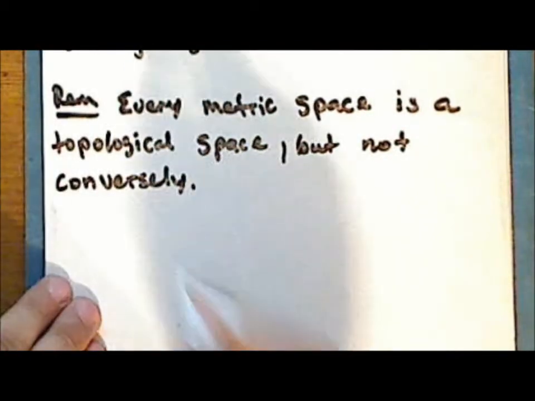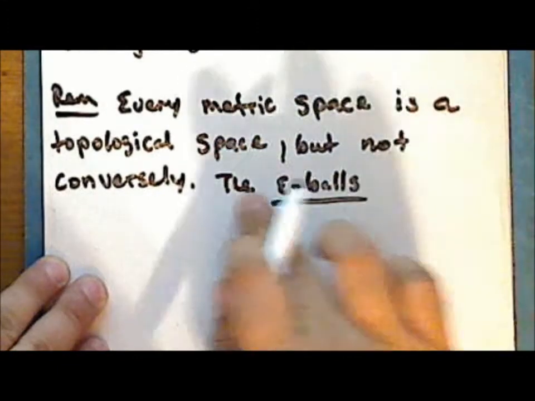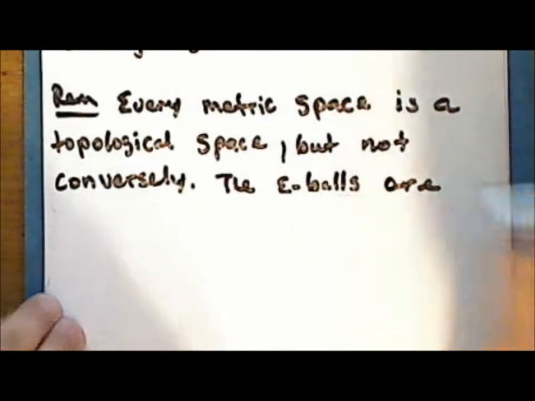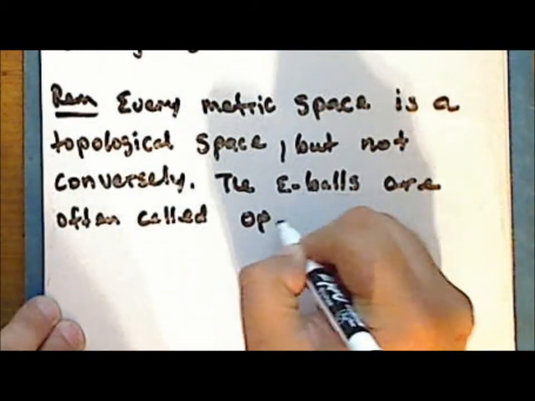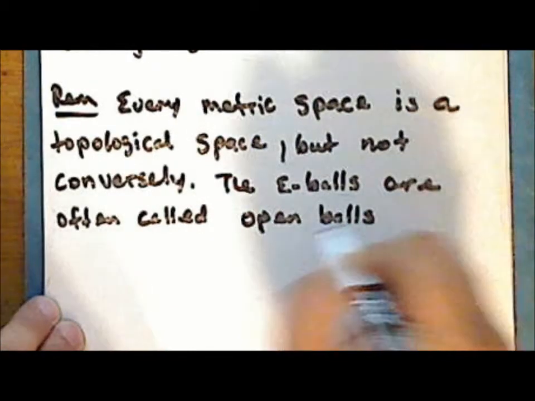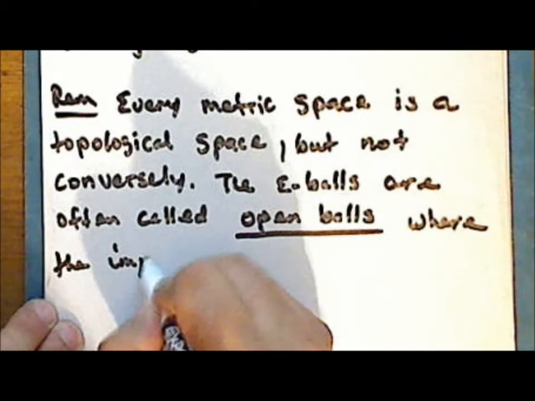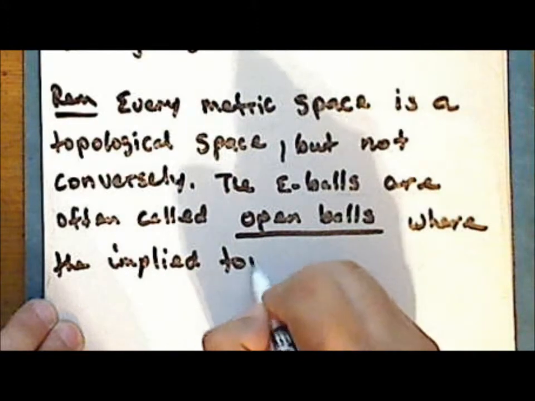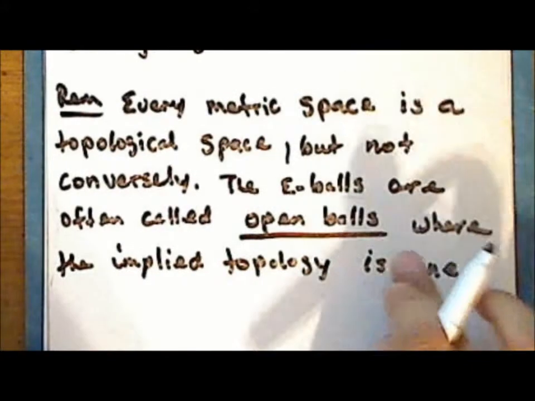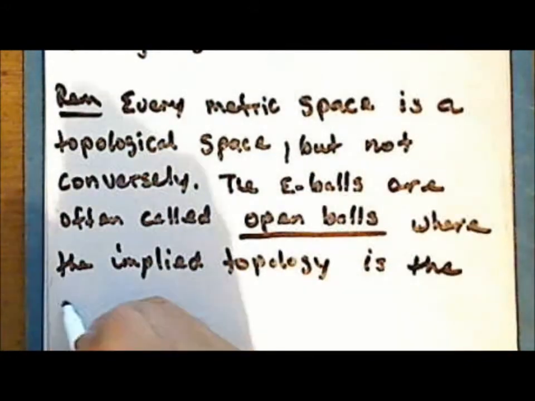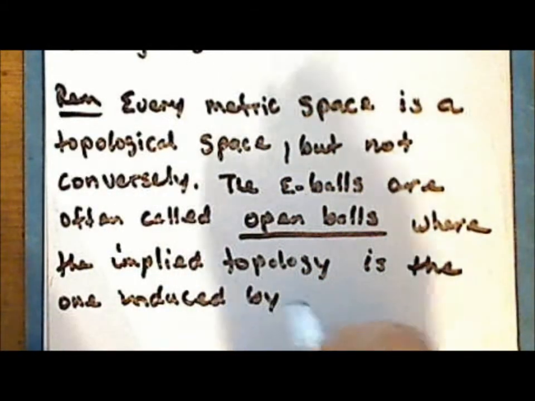And another thing to note is that the epsilon balls are often called open balls, where the implied topology is the one induced by the metric D.